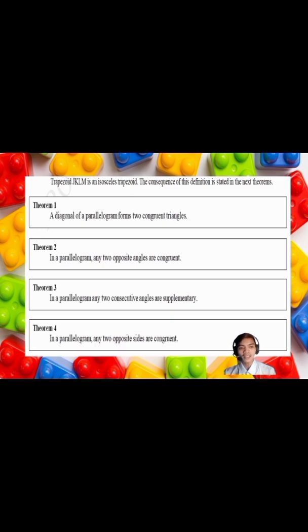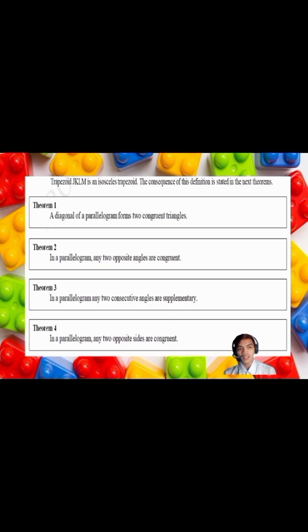So trapezoid JKLM is an isosceles trapezoid. Why is it called isosceles? It is a trapezoid with congruent legs. Ayan, with congruent legs. So, trapezoid JKLM is an isosceles trapezoid, based on the figure earlier. The consequence of this definition is stated in the next theorem.